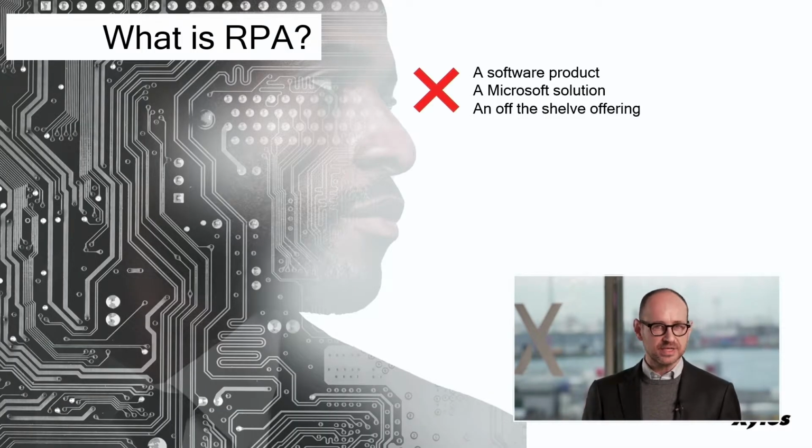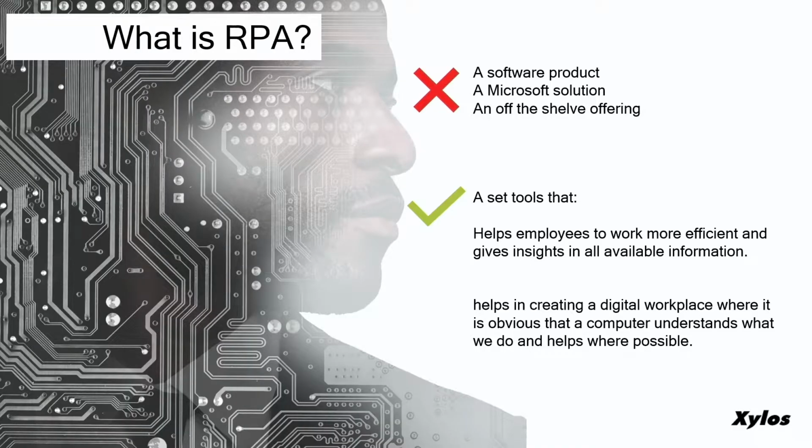In the first place, what is RPA? For many, RPA is a software tool. It's not a software product at all. It's not a Microsoft solution. We work with Microsoft together, but it's not a Microsoft solution in itself, and it's definitely not an off-the-shelf product. It's more a set of tools that help the employees to work more efficiently and give insights in all the available information. We will dive into that definition more later.